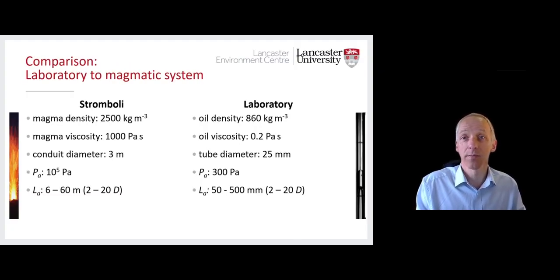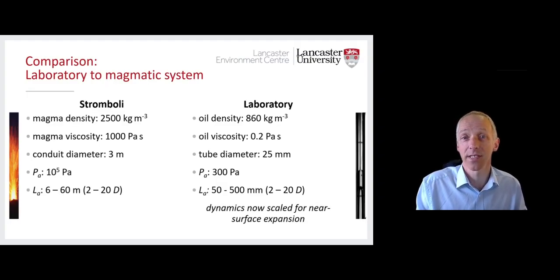So, summarising the system's materials, geometry and conditions, we can consider using an oil with a slightly lower density and higher viscosity than water in a tube of a few centimetres in diameter. The surface pressure can be reduced to approximately 300 pascals, and we can explore slug lengths of around 50 to 500 millimeters, which represent lengths of roughly twice to 20 times the tube diameter. We can consider this system to be kinematically and dynamically scaled, including the rapid changes due to near-surface gas expansion.